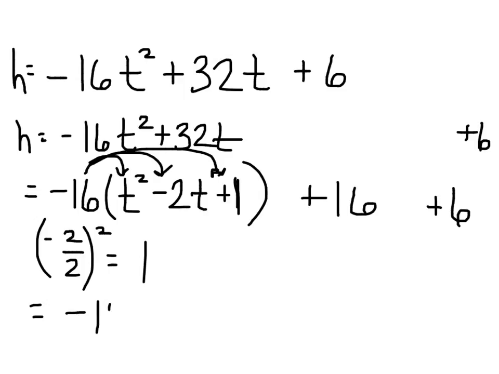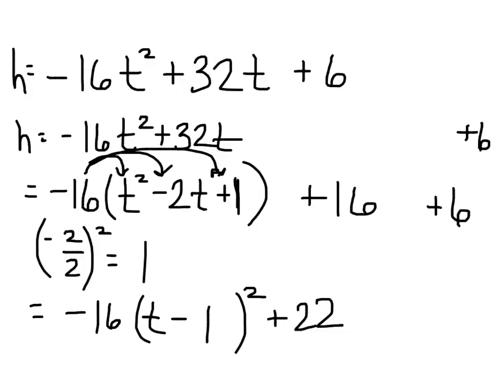So negative 16 stays out front. What does it factor into? What times what gives me t squared? T. What times what gives me 1 but adds up to be negative 2? Negative 1. What's 16 plus 6? 22.